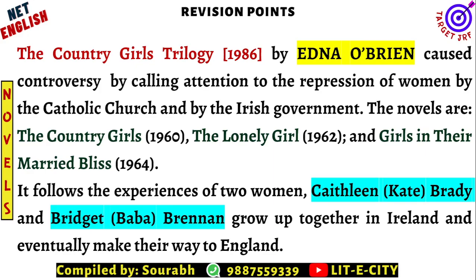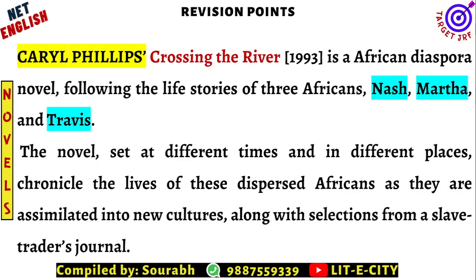It follows the experiences of two women, Kathleen Brady and Bridget Brennan, or Kate and Baba, how they grew up together in Ireland and eventually make their way to England.